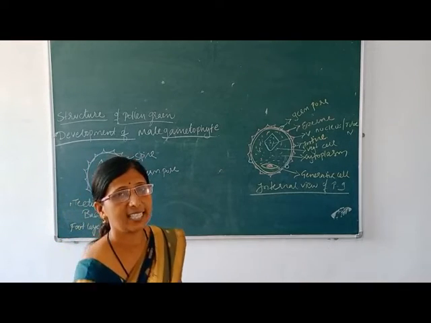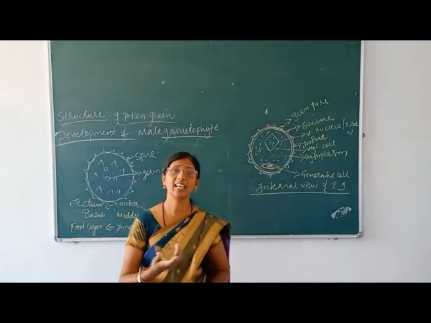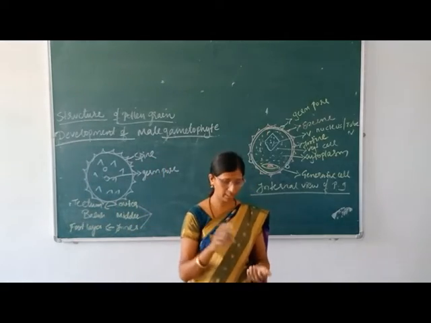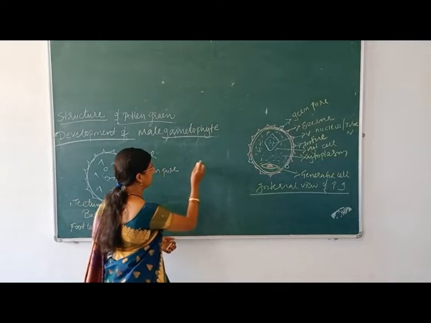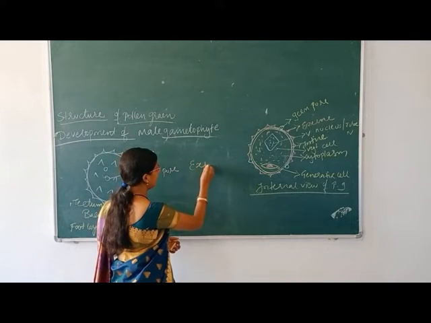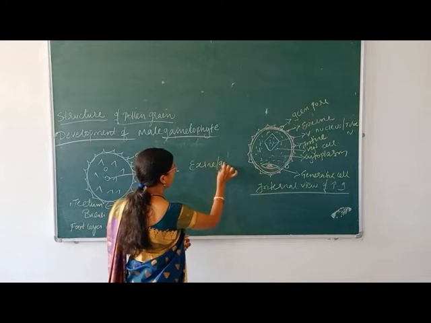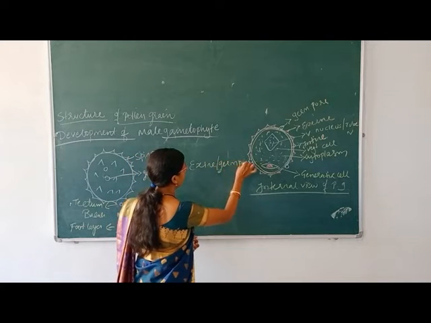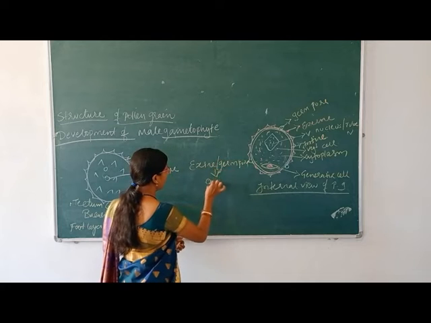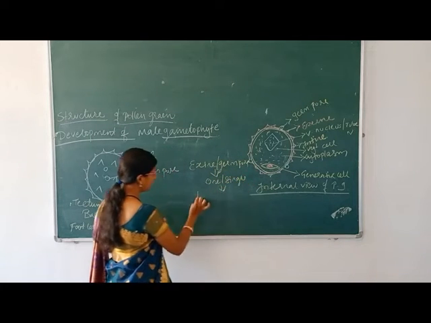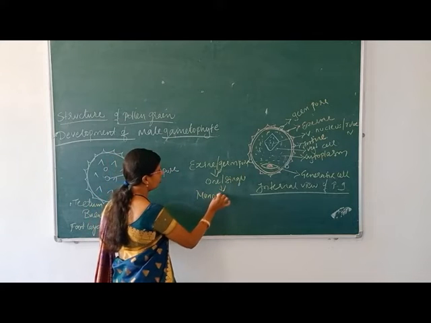The germ pore in the pollen grain may be 1, 2 or 3. If the germ pore is 1, or single, then it is called monocolpate.